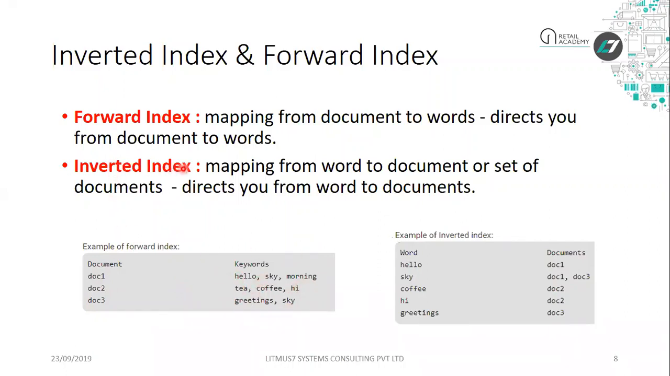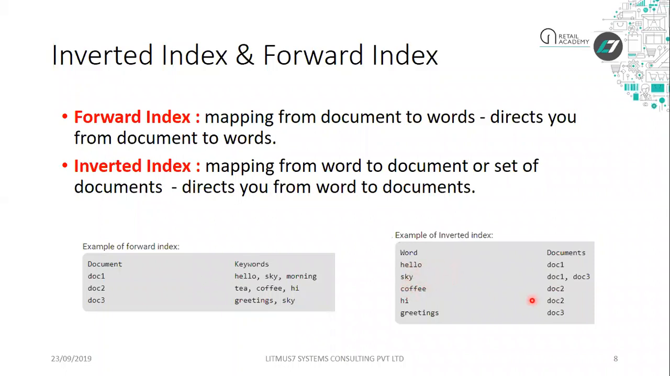An inverted index is like the index available at the back of any book. Against the words, it gives details of documents, similar to the index available in books, mapping the word to the document, or directing you from a word to a document. That's about the inverted index. And the same example is given here in the form of an inverted index.